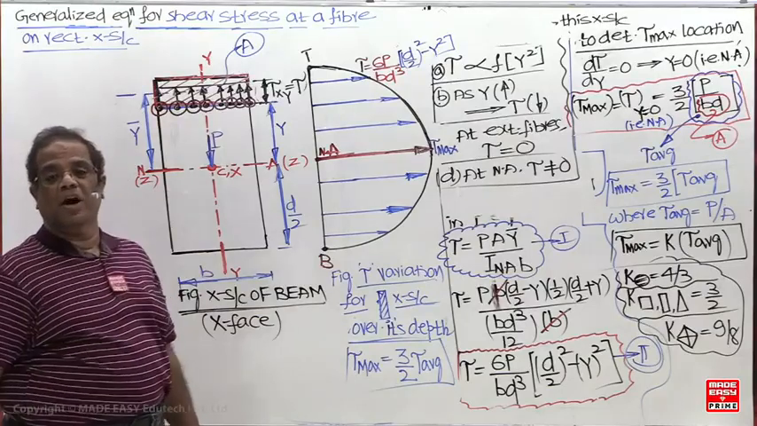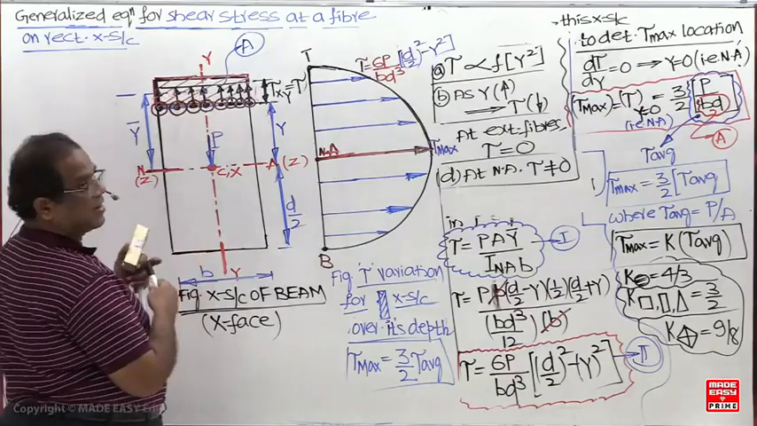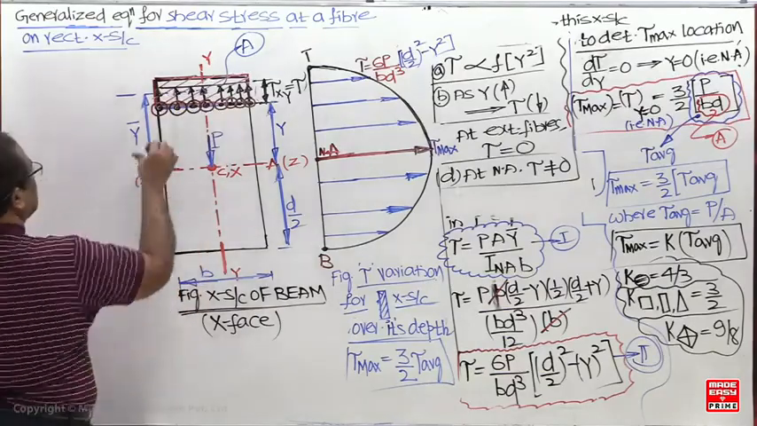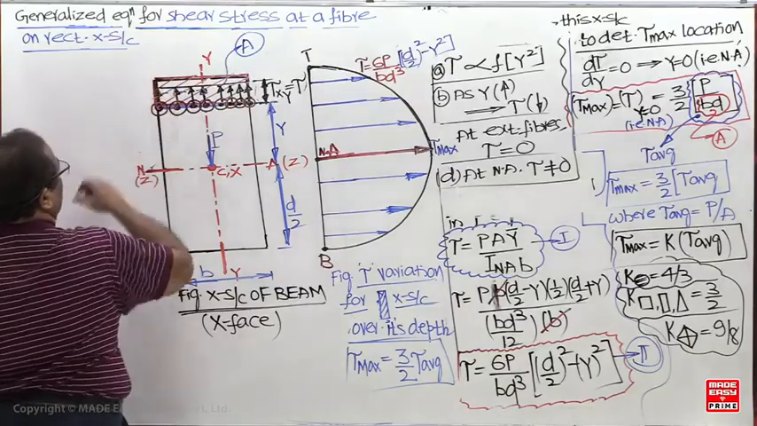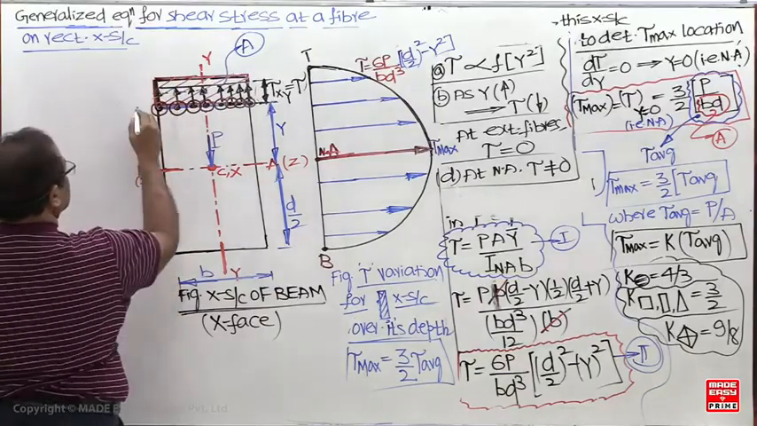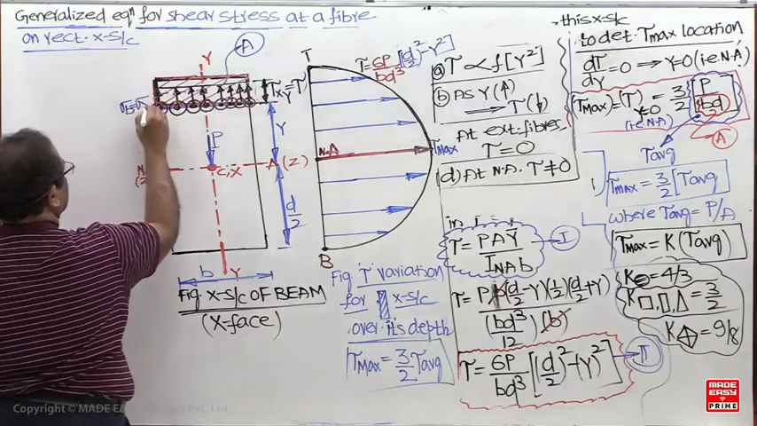But here how many independent components? Only 2: sigma x as well as tau xy. Sigma y is 0. So this is what now? Sigma b, which is equal to sigma x.